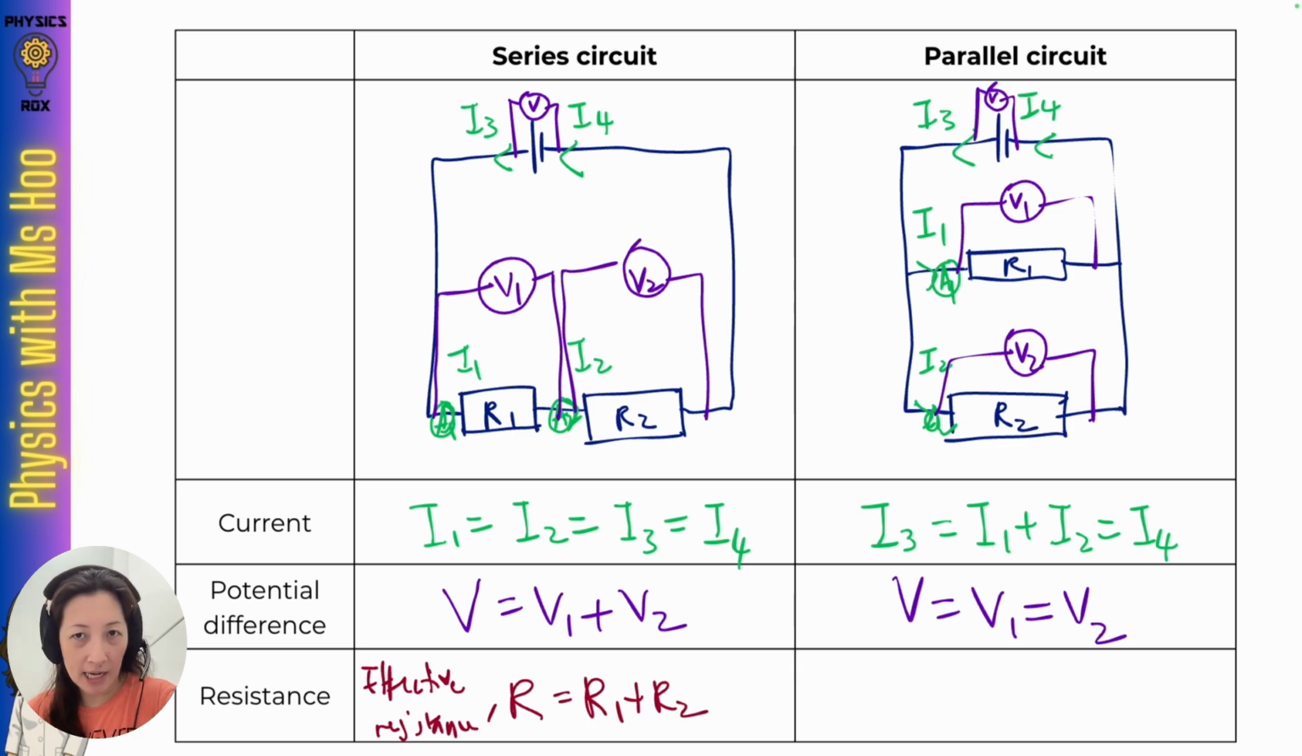For a parallel circuit, it's not so straightforward. You'd have to use this equation where 1 over R equals 1 over R1 plus 1 over R2. Now before we move on, let me show you why the equation for the effective resistance calculation is like this for the parallel circuit.